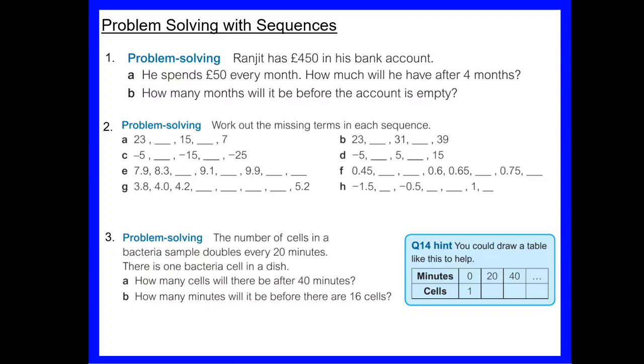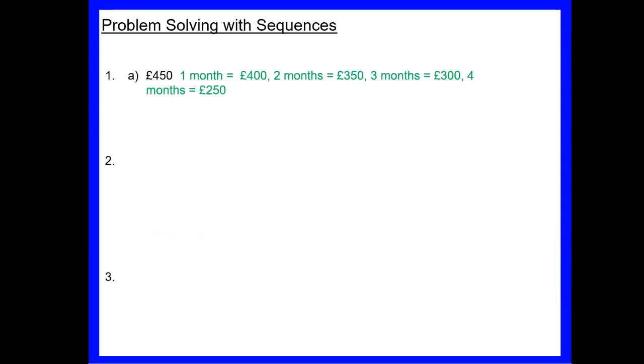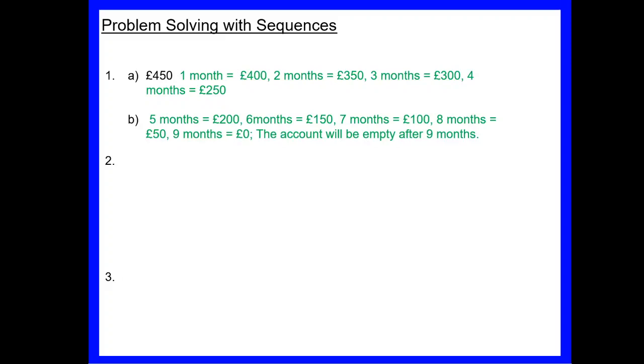Okay, let's have a look at the solutions then. So for the first one, we've got £450 and he's spending £50 every month. So £450 then. So after 1 month spending £50, he would have £400 left. After 2 months spending another £50, we have £350. Another month, £300, and after 4 months, £250. For part B, we wanted to know how long it would be before the account is empty.